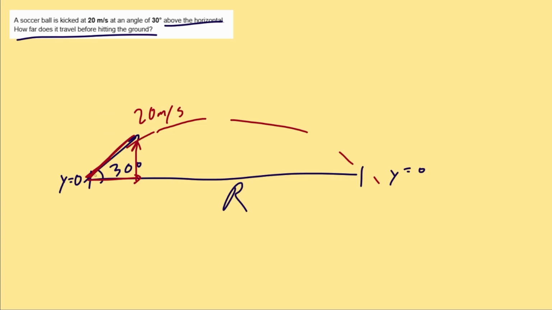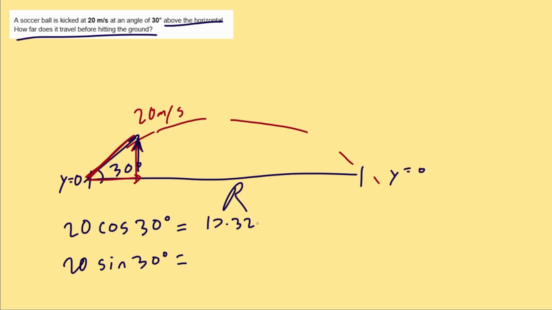To break it down into its x and y movements, for x, you get the vector 20 and you multiply it by cosine of the angle. And for the y component, you do the same thing, but you use sine. The x component and y component are 17.32 meters per second and 10 meters per second, respectively. Now let's look at the question again. So we're looking for horizontal range, x or r, whatever you want to label it.